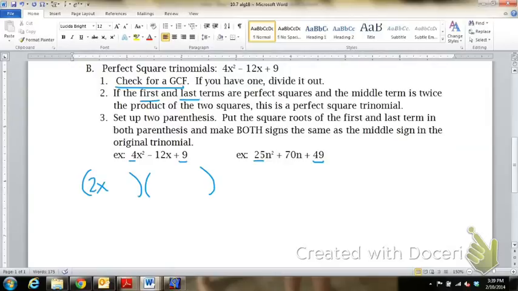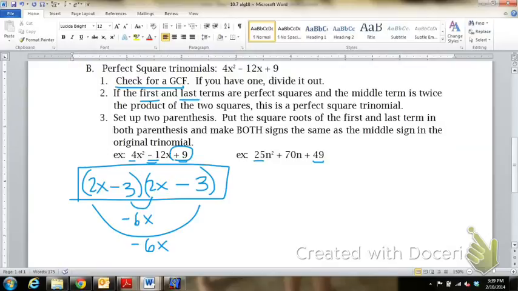4x squared is 2x and 2x. 9 is 3 and 3. Now they have to multiply to be a positive, but add up to be a negative, so they both have to be negative. Let's check it. This is negative 6, this is negative 6, which does give me negative 12, so this does work. Okay, the next one.